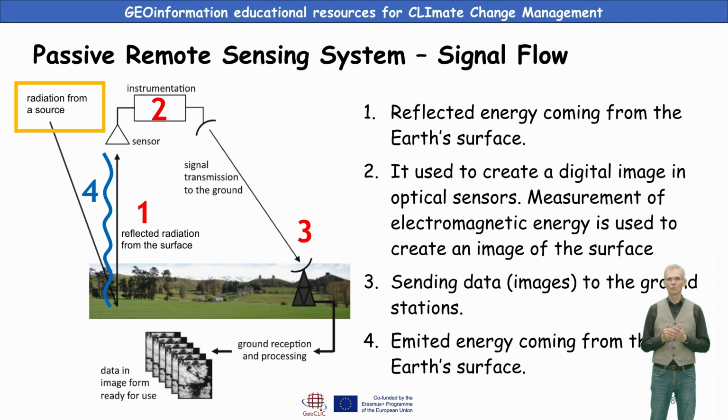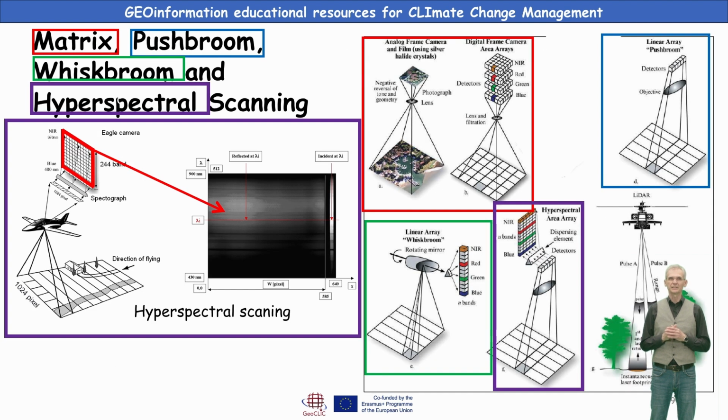A whisk broom scanner, also known as an across-track scanner. In a whisk broom sensor, a mirror scans across the satellite's path, reflecting light into a single detector which collects data 1 pixel at a time.